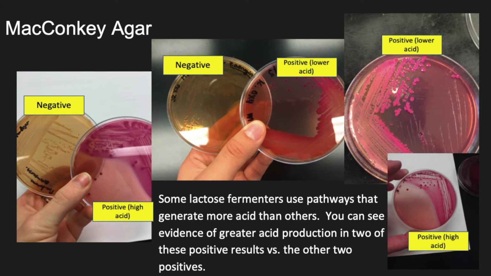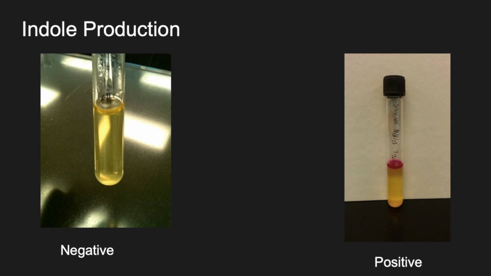Next is the indole production. We talked about indole and what that means. If you look on the left there, you'll see it's a negative result. And on the right, you see a positive result because of that red, right? It went from yellow to red, which is indicative of indole being produced. And our tryptophanase enzyme is present.